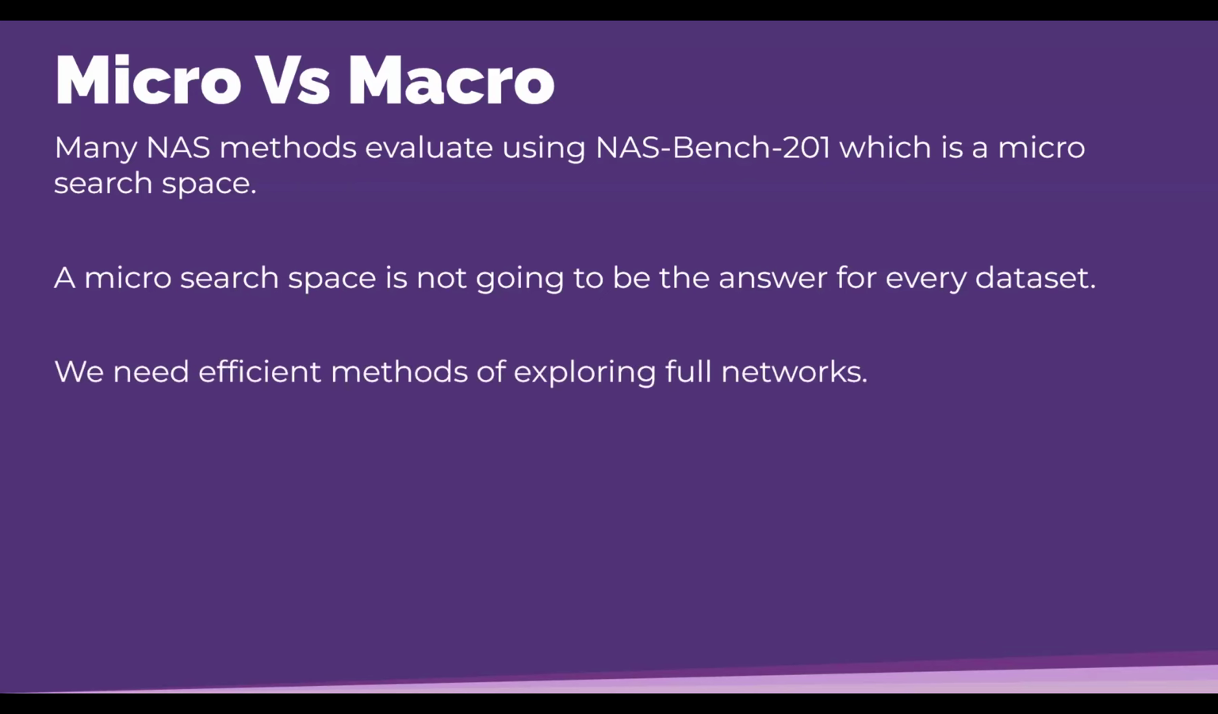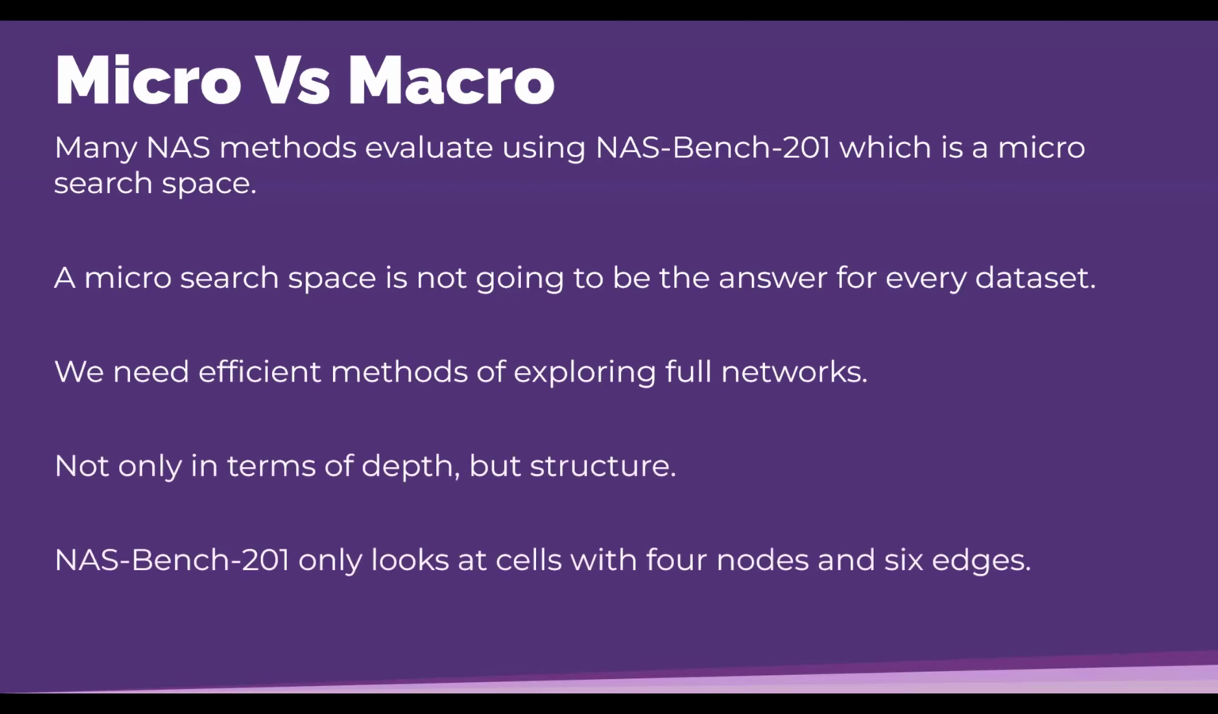As such, we need efficient methods of exploring full networks, and not only in terms of depth, as I said, you can always add one more layer, but structure. NAS-Bench 201 only looks at cells with 4 nodes and 6 edges. Now, they do use skip connects, which you could argue does alter the structure as it has a smaller cell size, but we want to have a look at bigger networks with weirder topologies.